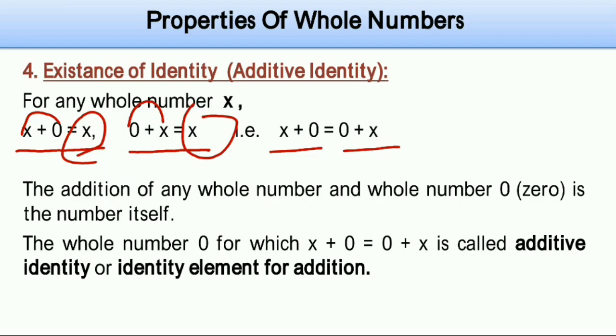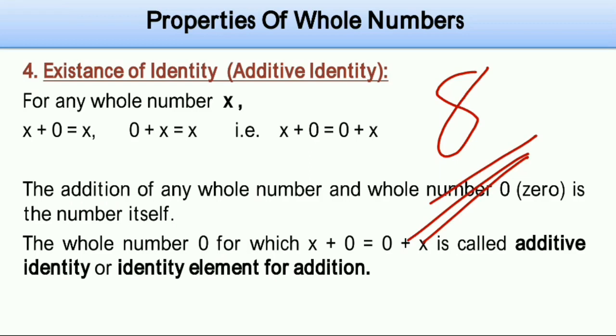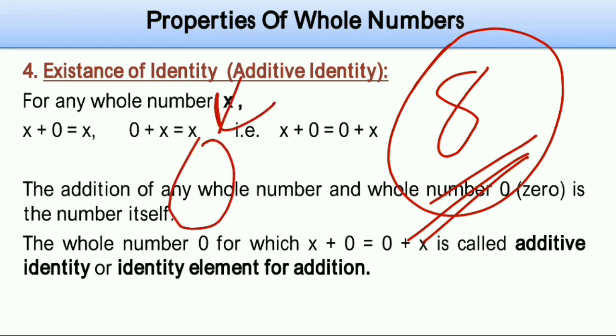Why? Because if we add the number 0 to any number, then the identity of that number remains the same. The number will not change, the number will not lose its identity. If I add 0 to 8, then the result will be 8. It will not lose its identity, 8 will remain the same. That's why we can say that 0 is the additive identity. Either we add any number to 0 or 0 is added to any number, the result will be the number itself. So 0 is known as the additive identity or identity element for the addition.